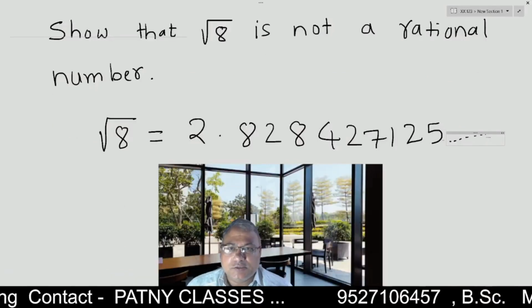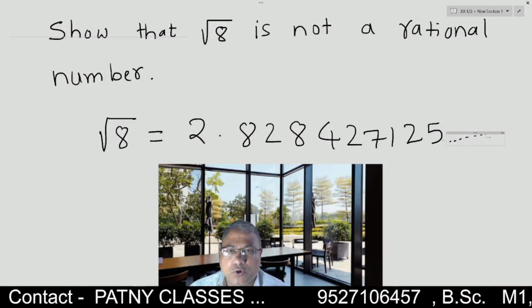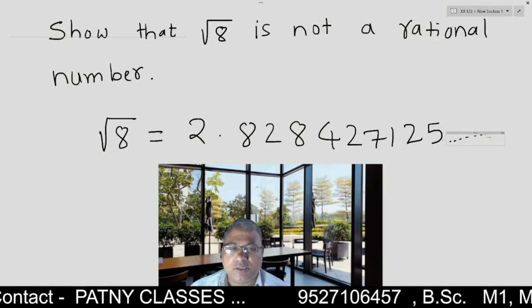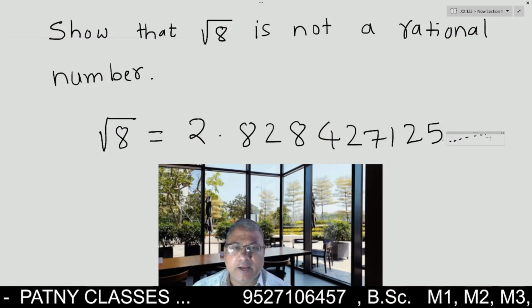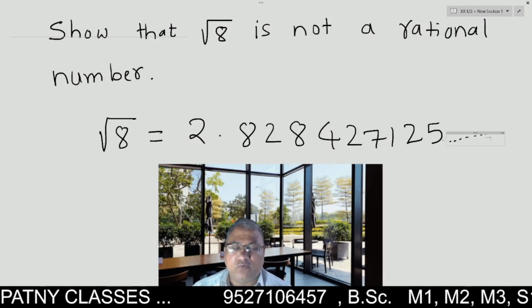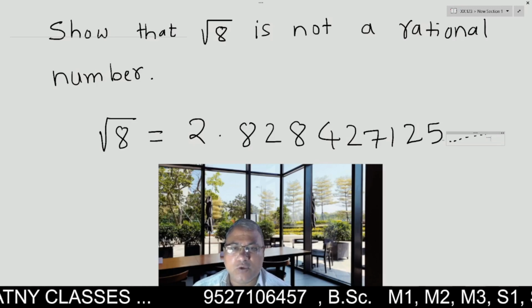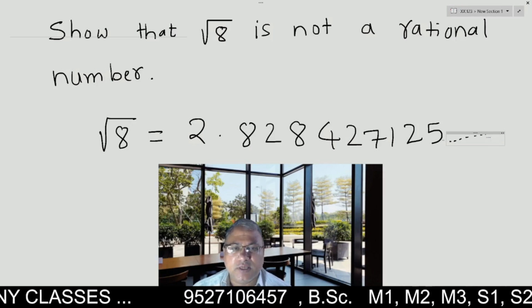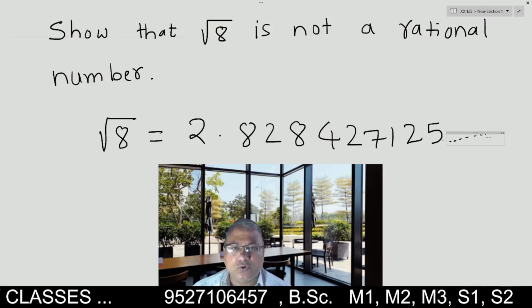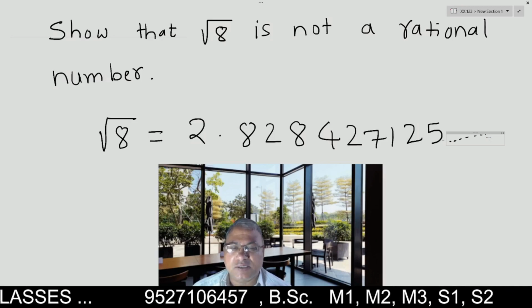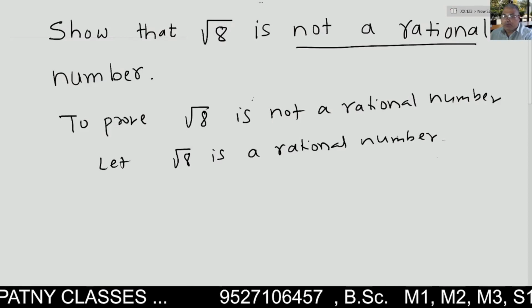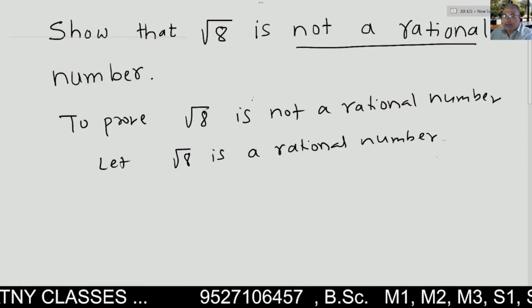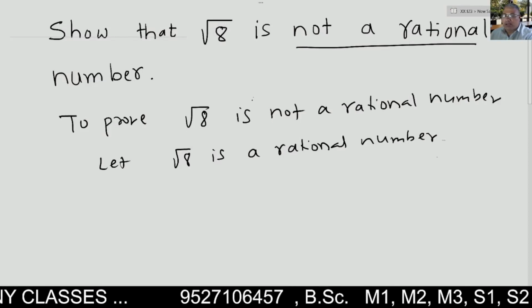Dear students, now I am going to prove root 8 is not a rational number. We know that root 8 equals 2.828427125 and so on. By using the concept of real numbers and axioms, let us prove root 8 is not a rational number. Here we have to prove root 8 is not a rational number, but let us assume root 8 is a rational number on the other hand.